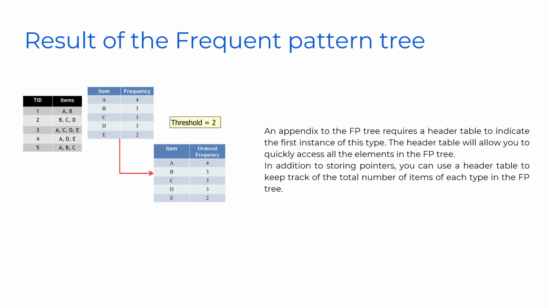Result of the frequent pattern tree. An appendix to the FP tree requires a header table to indicate the first instance of each item type. The header table will allow you to quickly access all the elements in the FP tree. In addition to storing pointers, you can use a header table to keep track of the total number of items of each type in the FP tree.